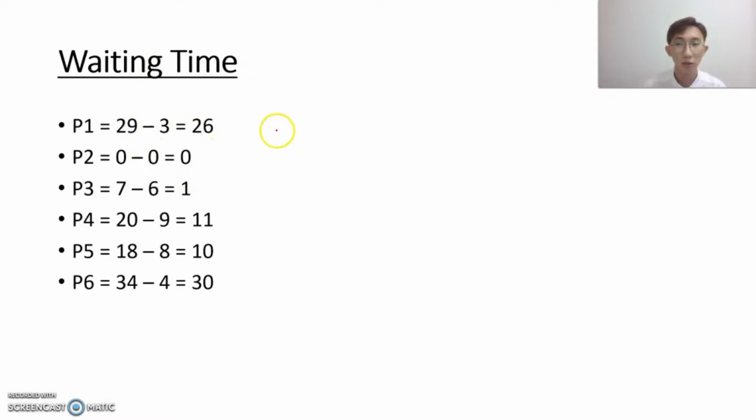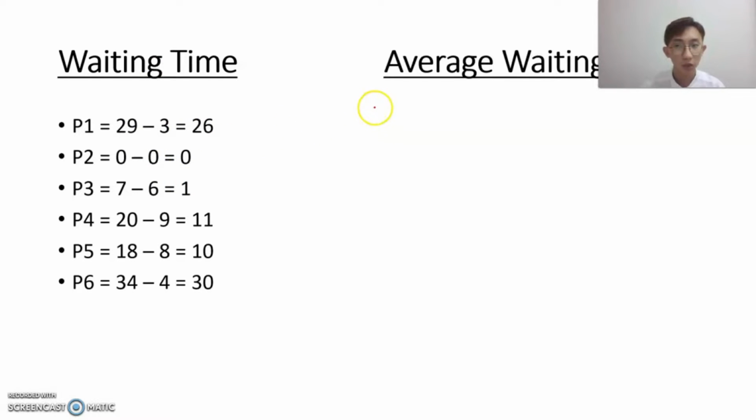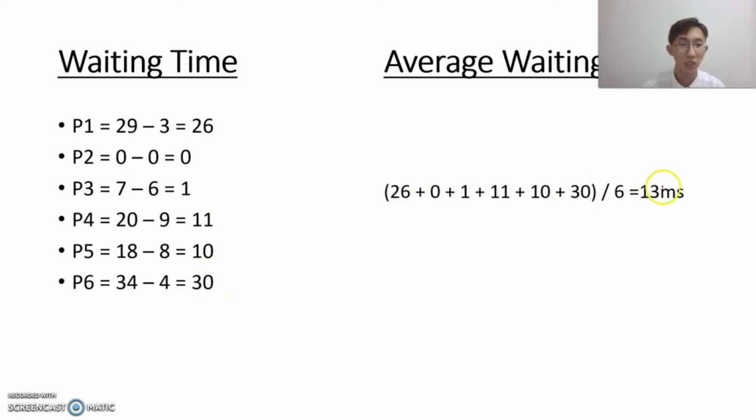So now we calculate the average waiting time: total up all of this and divide by how many there are. There are 6 processes, so 26 plus 1 plus 11 plus 10 plus 30, and divide by 6. Okay, which is 13 milliseconds. So that's all for the non-preemptive part.